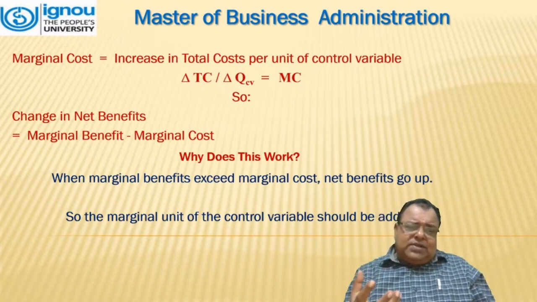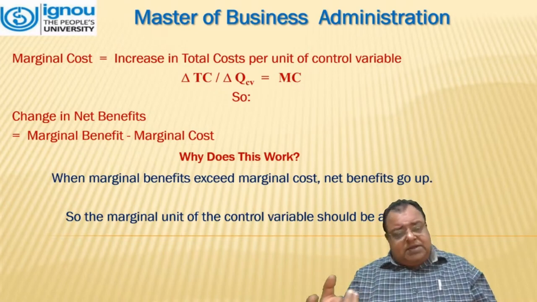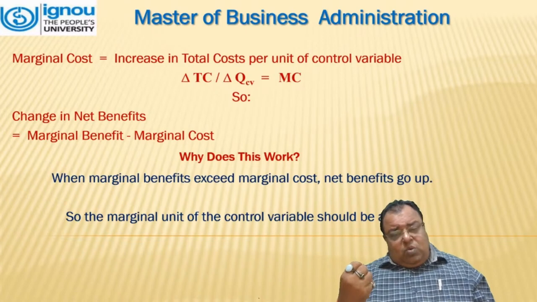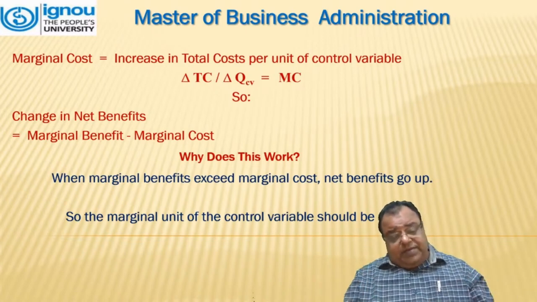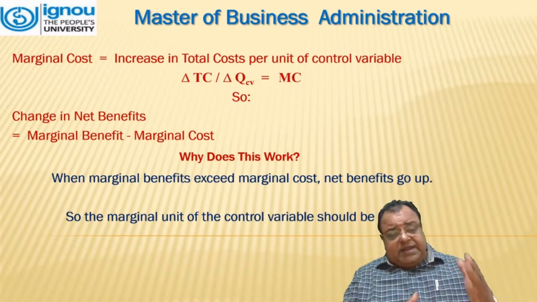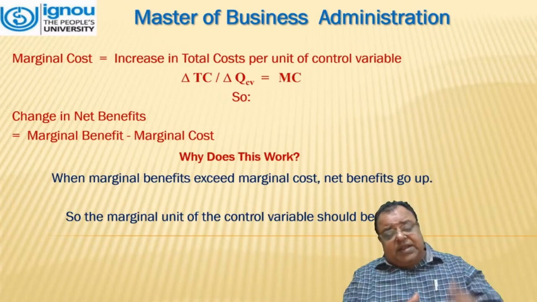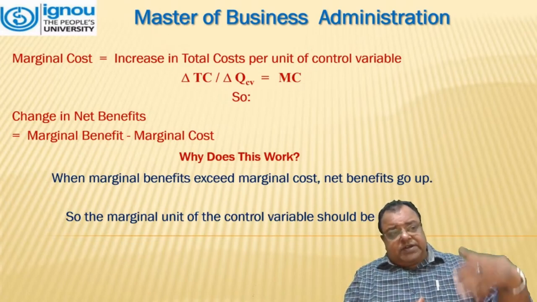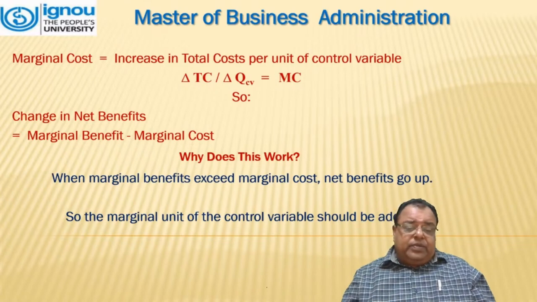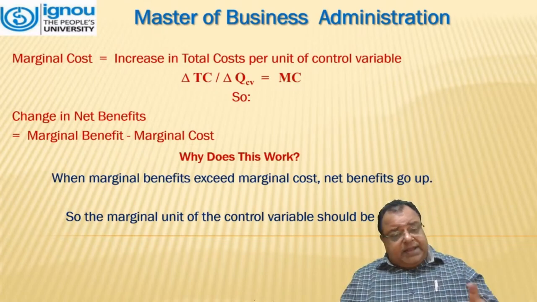What is the change in net benefit? Which is mathematically marginal benefit minus marginal cost. Why does this work? When marginal benefit exceeds marginal cost, net benefit goes up. And the marginal unit of the control variable should be added in that case.